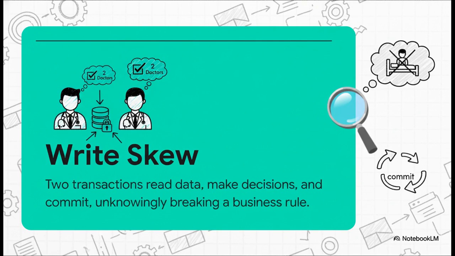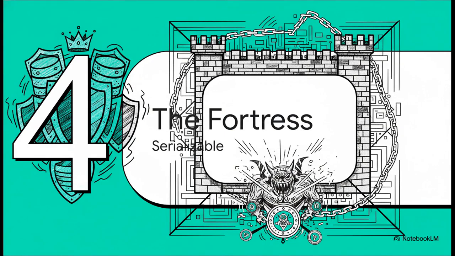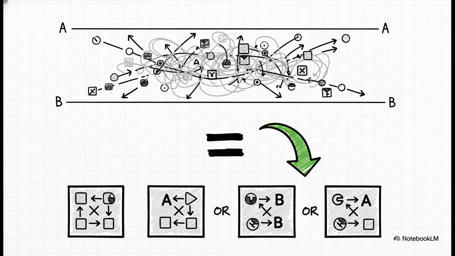That's write skew. To defeat this final boss of concurrency problems, we need to bring out the big guns. We need the highest, most protective isolation level that PostgreSQL has to offer. Welcome to the fortress, serializable. Serializable is the ultimate promise. It guarantees that no matter how many transactions you run at the same time, the final result will be identical to as if they had all run one at a time in some nice orderly line. It makes that on-call doctor scenario logically impossible.